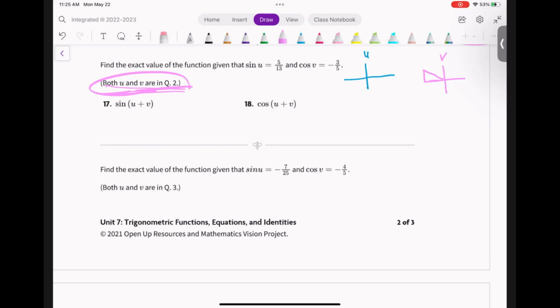So v says negative 3/5. And some of you are like, Ms. Johnson, does the negative go to the numerator or to the denominator? So remember that cosine is adjacent over hypotenuse. And the hypotenuse, your radius of your circle, can never be negative. So that means your adjacent is negative 3 and your hypotenuse is 5.